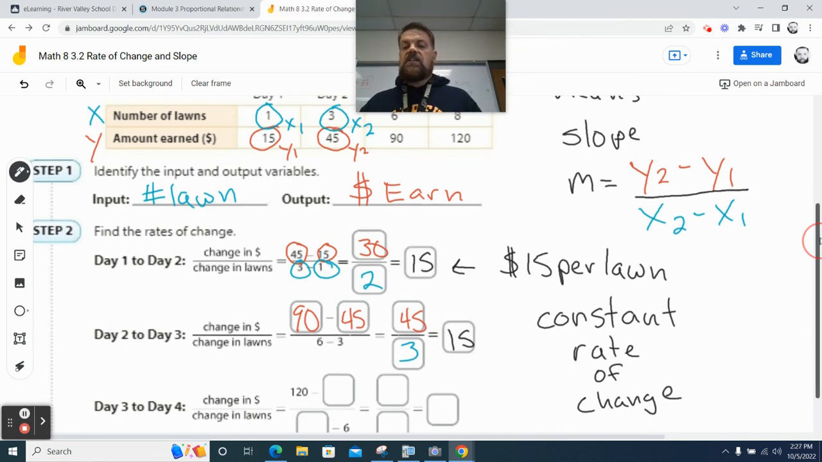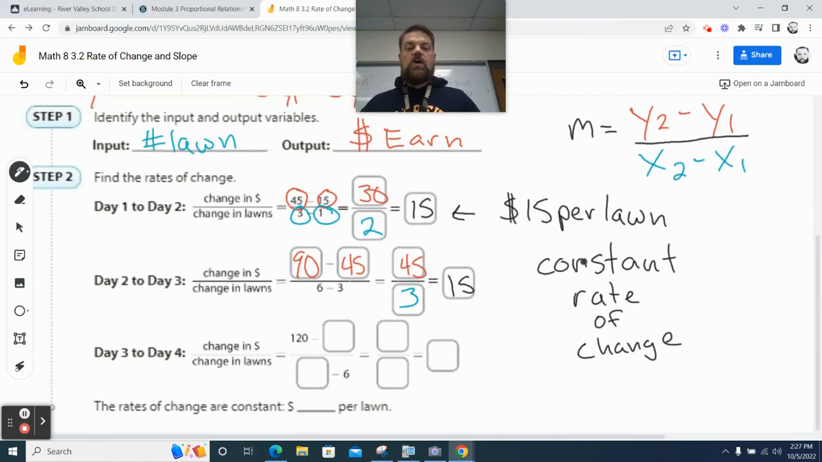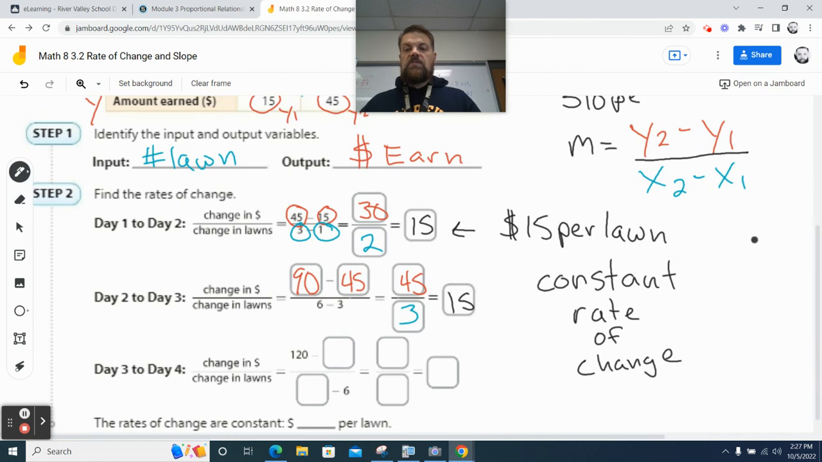Let's double check on the last ones. We're going to do day 4 to day 3. So, yeah, 120 minus 90. And then what do I put here? 8. So what's 120 minus 90? 30. What's 8 minus 6? What's 30 divided by 2? So she's charging $15 a lawn.